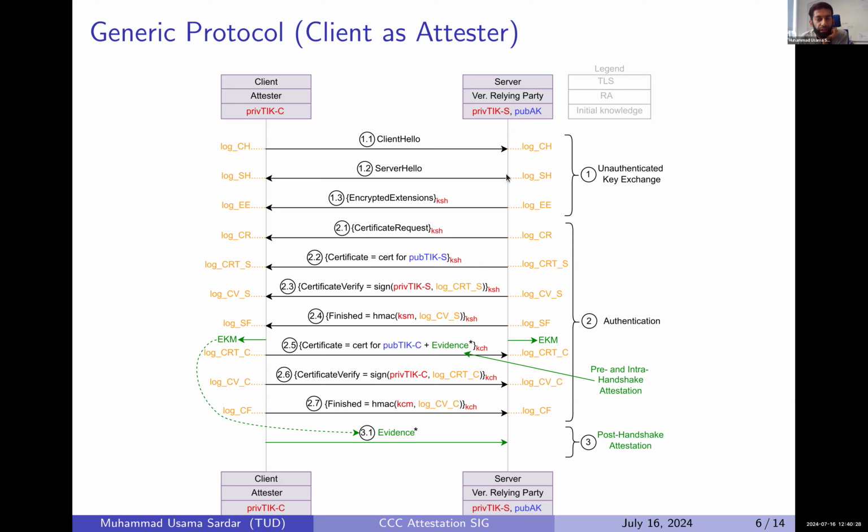Okay, the way the protocol works is every handshake message produces some value that goes into a log. And it's a rolling log. The log shown here means that this is the log of this message, that is, this message has already been put into this. So when I write log CRTC, this is taking the hash of M1, M2, M3. Up to this point, all of them are part of this log. Yes, so that includes the certificate, and if the certificate has evidence, it would include the evidence. Only for pre and intra, not for post. Yeah, sure. Okay.